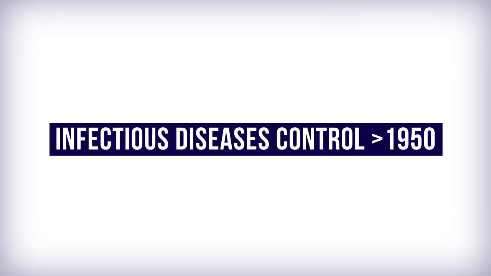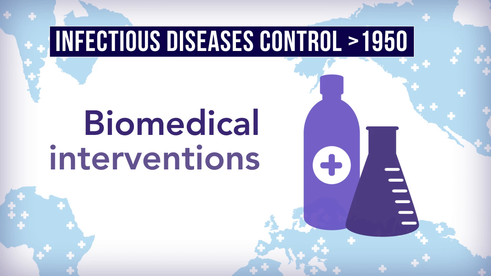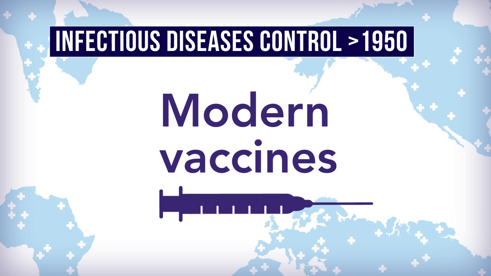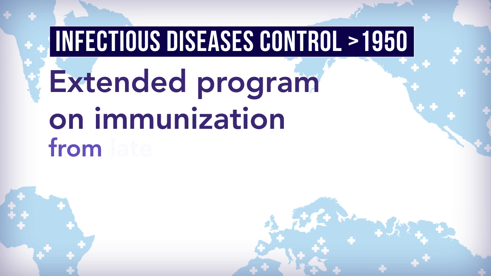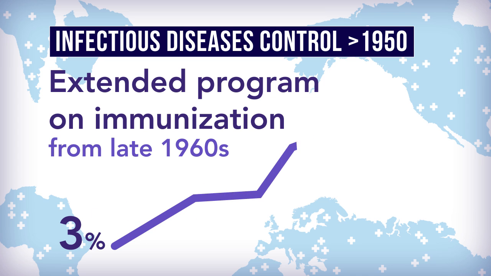But after 1950, the story is very much one of use of biomedical interventions. Specifically, this involved a lot more research to create the modern vaccines that we use today, for example, to protect children from various diseases. The Expanded Program on Immunization started only in the late 1960s and meant to raise the percentage of the world's children who are vaccinated from a very low level of 3% to much higher. And today, over 85% of the world's children get the basic vaccines, and that has saved millions of lives.